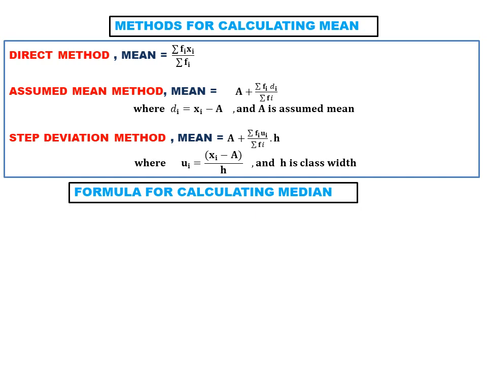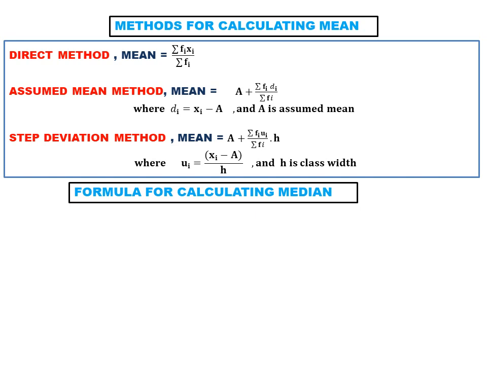The first formula is the direct mean, that is just summation of fi xi upon summation fi. Summation means sum. So it is the sum of the products of the frequency and the midpoints, divided by the sum of the frequencies. The assumed mean method is a plus summation fi di upon summation fi, where di is xi minus a. A is an assumed mean, meaning we will assume a mean by ourselves and then we will calculate the mean.